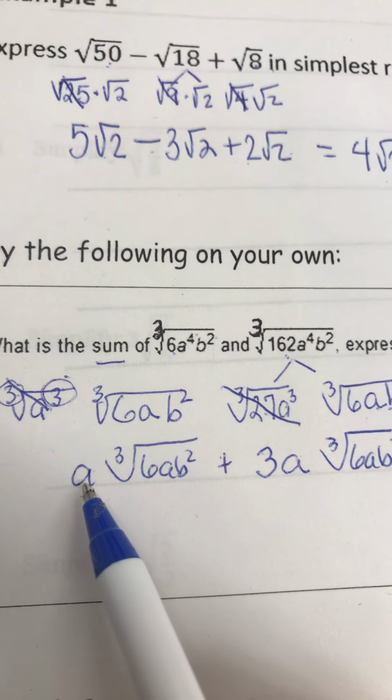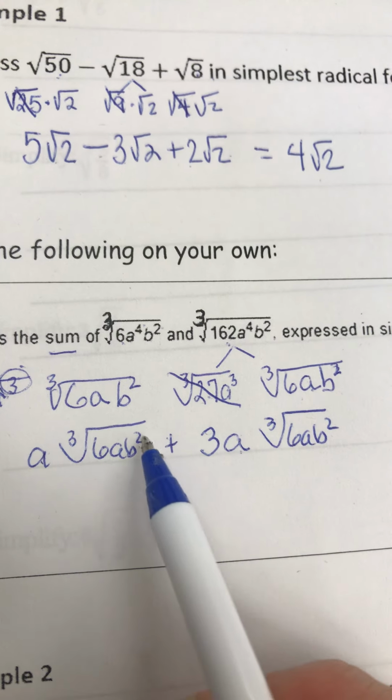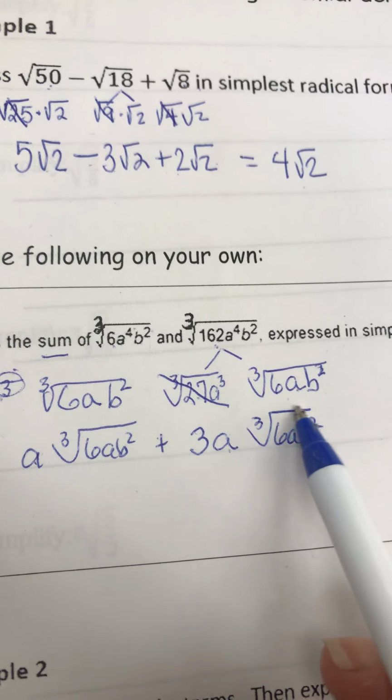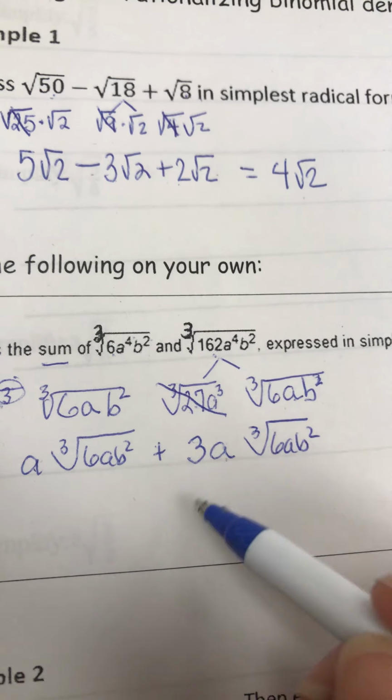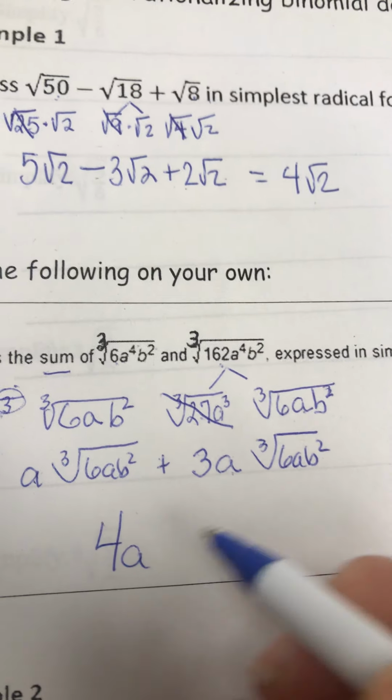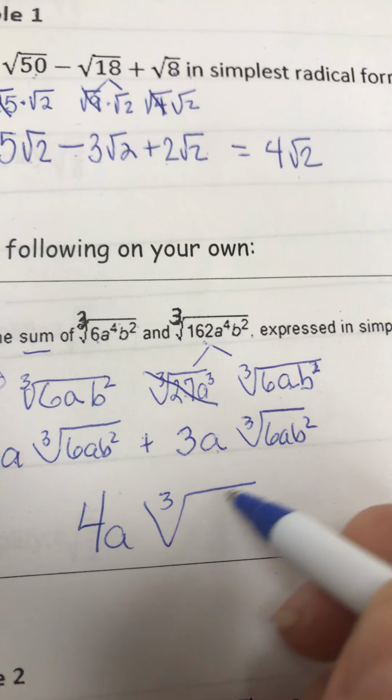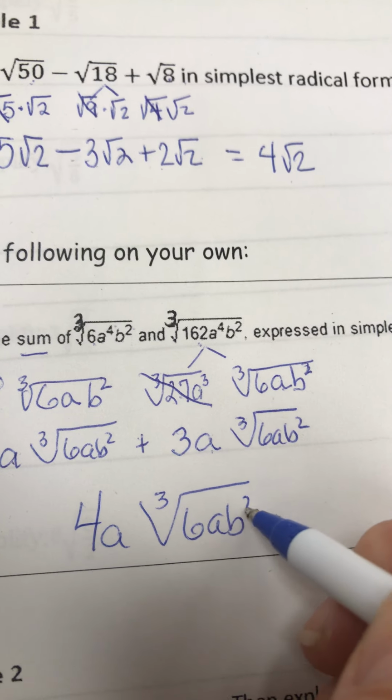So what we really have is an apple plus 3 apples. Since all of these are alike, it's just an apple plus 3 apples is 4 apples. And then the cube root of 6ab to the 2nd.